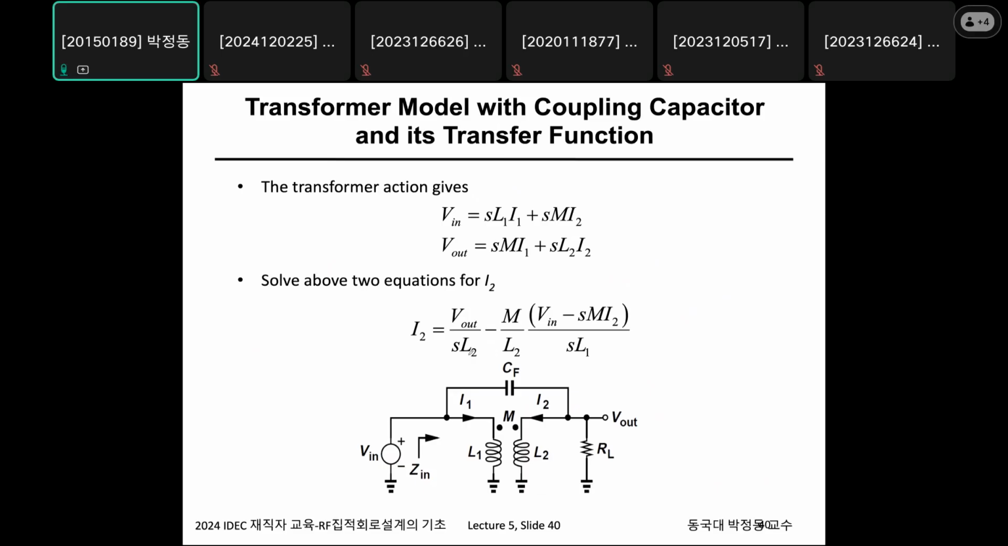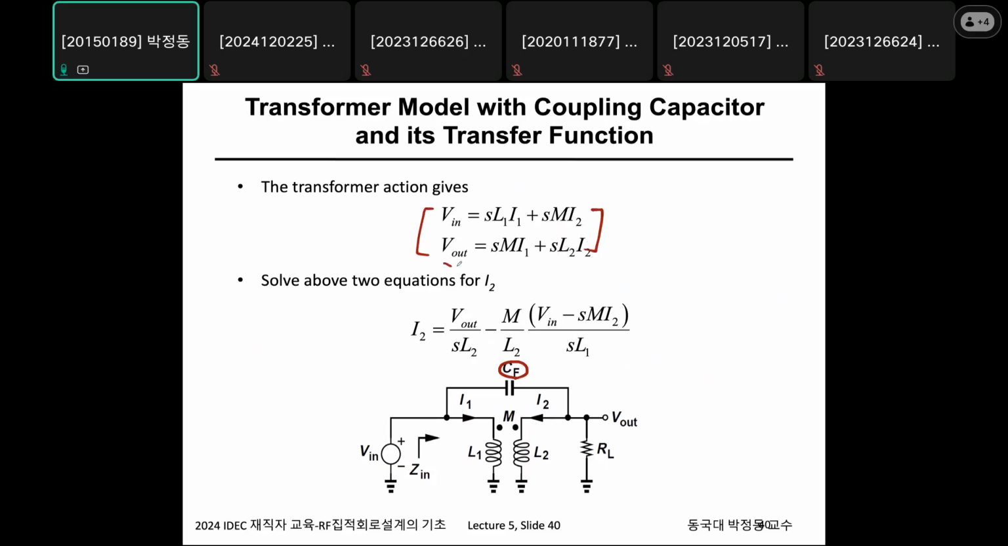Now let's take a look at the configuration of the transformer. Let's consider the effect of a series parasitic cap like this. From the V in, V in is SL1 I1 plus SM I2. V out is SM I1 plus SL2 I2.